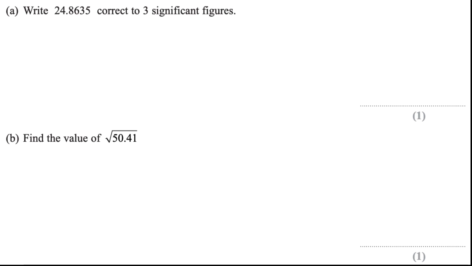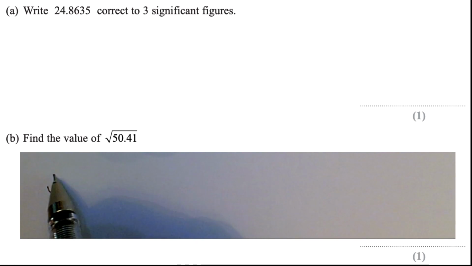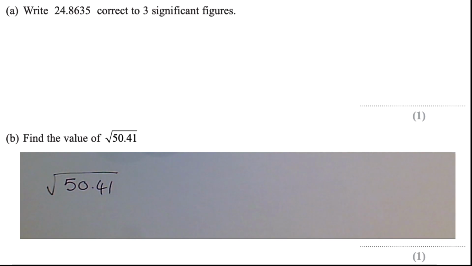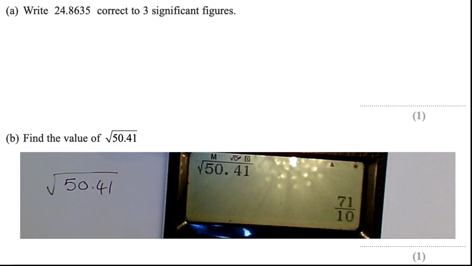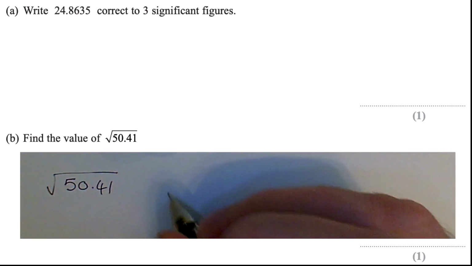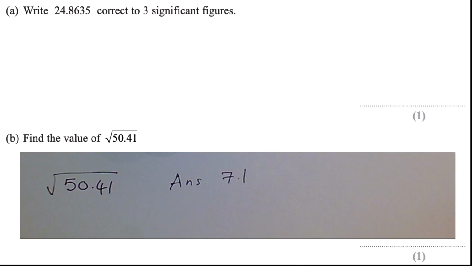Okay. For the next part, I've got to find the square root of 50.41, and we're going to just use simply a calculator. It doesn't tell you how accurate to be, so if I were you, I would write down all the numbers on my calculator screen. Although this particular number looks quite nice, so let's have a quick look. Square root of 50.41 comes up with this fraction. If I press SD on my calculator, it turns it into a decimal, so it's 7.1. Okay, that's one mark there.